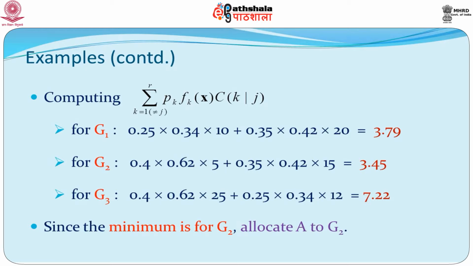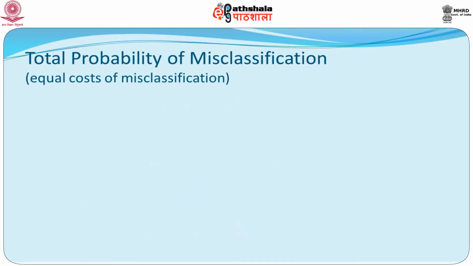So, these are the misclassifications, and then we minimize this misclassification cost and allocate A to the corresponding group. There is another way of looking at this, which is slightly simpler, and this is referred to as the total probability of misclassification. This assumes that the cost of misclassification is equal for all the groups.